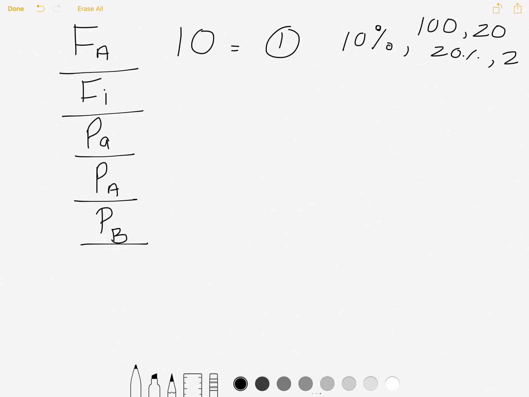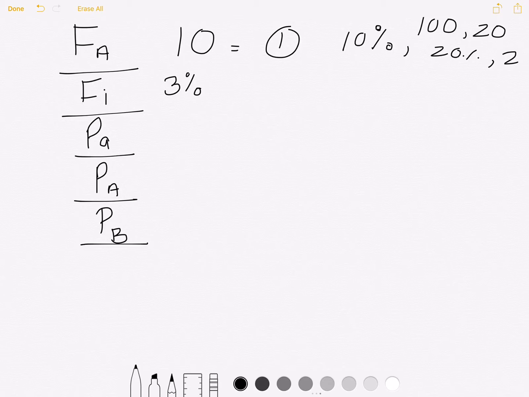What is Fi? Fi is the fraction of anesthetic in inspired gas. For example, if you're giving 3% sevoflurane to the patient, the Fi is 3 parts per 100 parts. In other words, 100 parts of the inspired gas mixture has 3 parts of sevoflurane.